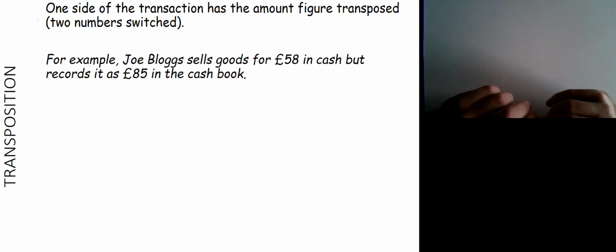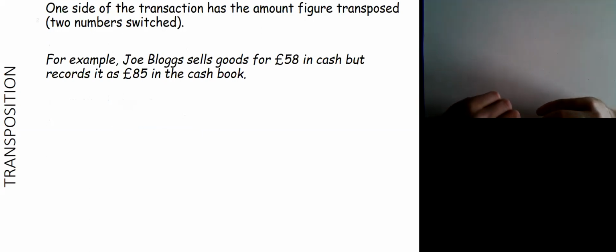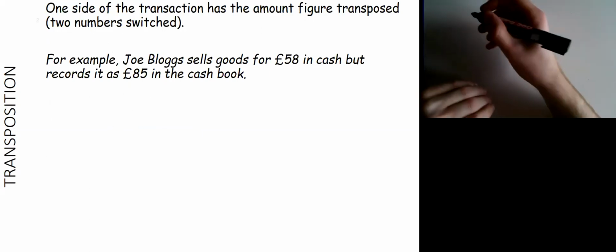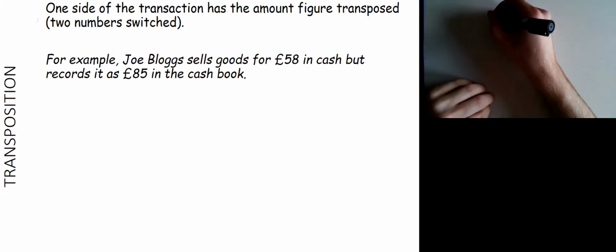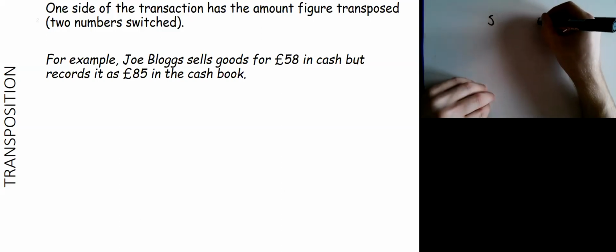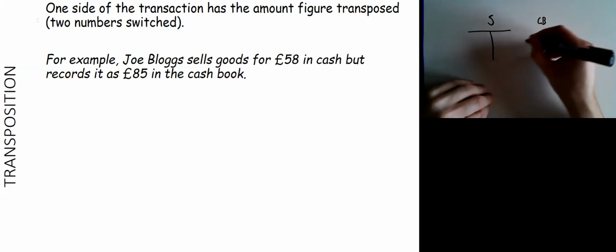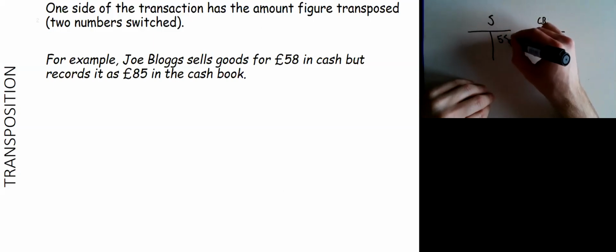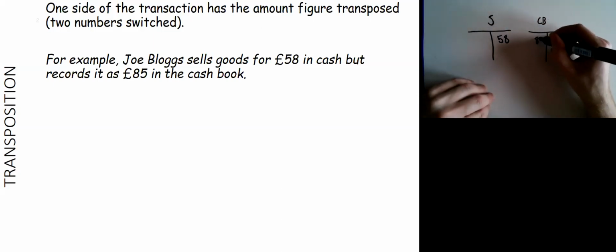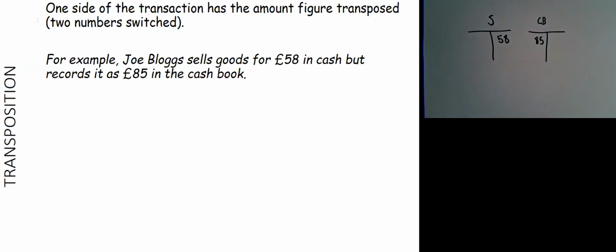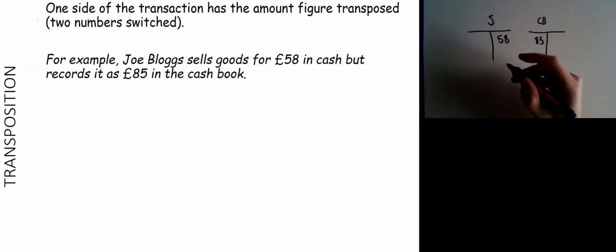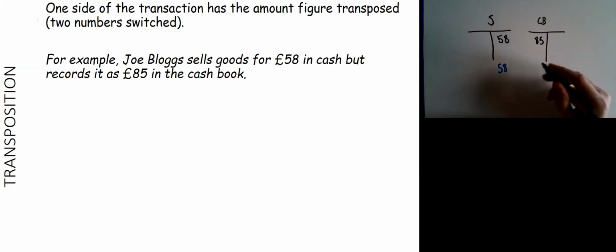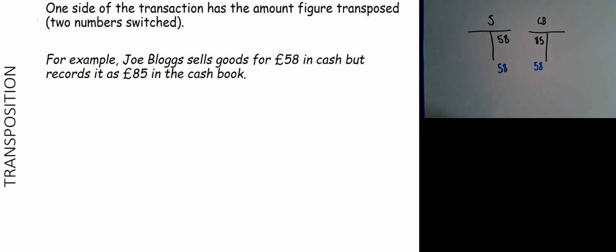For example, Joe Blogs sells goods for £58 in cash, but records it in the cash book as £85. So we would draw our T accounts of how they look. We have the sales account and we have our cash book. Sales is a credit. It currently looks like £58 on the sales, but in the cash book he puts it as 85. Then we look at how it should look. It should be 58 on sales and 58 in the cash book. So this side is right. We don't need to do anything with this side.